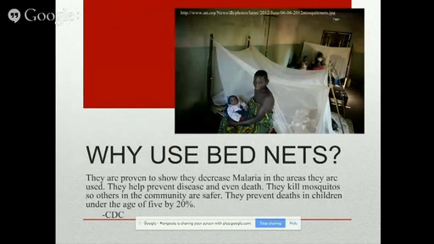We would also explain why bed nets are so important. According to the CDC, they are proven to decrease malaria in the areas that they are used. They help prevent disease and even death. They kill mosquitoes so others in the community are safer, and they prevent death in children under the age of 5 by like 20%. So it's a really big deal, especially in areas where malaria is so popular and common.